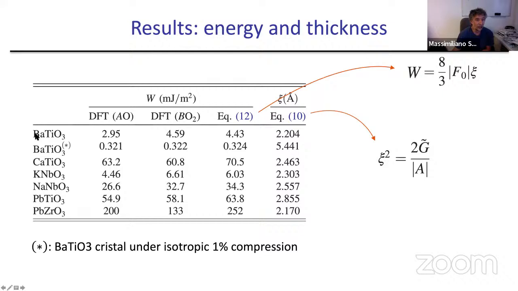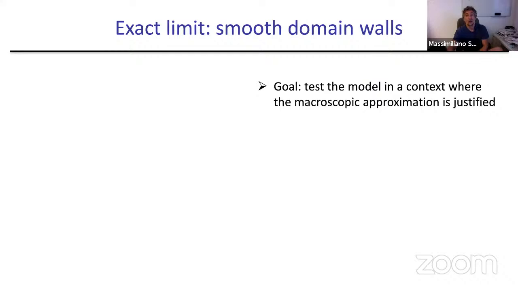And here we have two lines for barium titanate. And this second line looks quite different from the rest of the materials in that the domain walls are much thicker. And this is a barium titanate crystal under an isotropic 1% compression of the lattice parameter. So why did we consider that? We want to test the model in a context where the macroscopic approximation is justified, because I told you at the beginning about this exact limit that we want to enforce in our theory. And this is precisely the regime that we want to test.